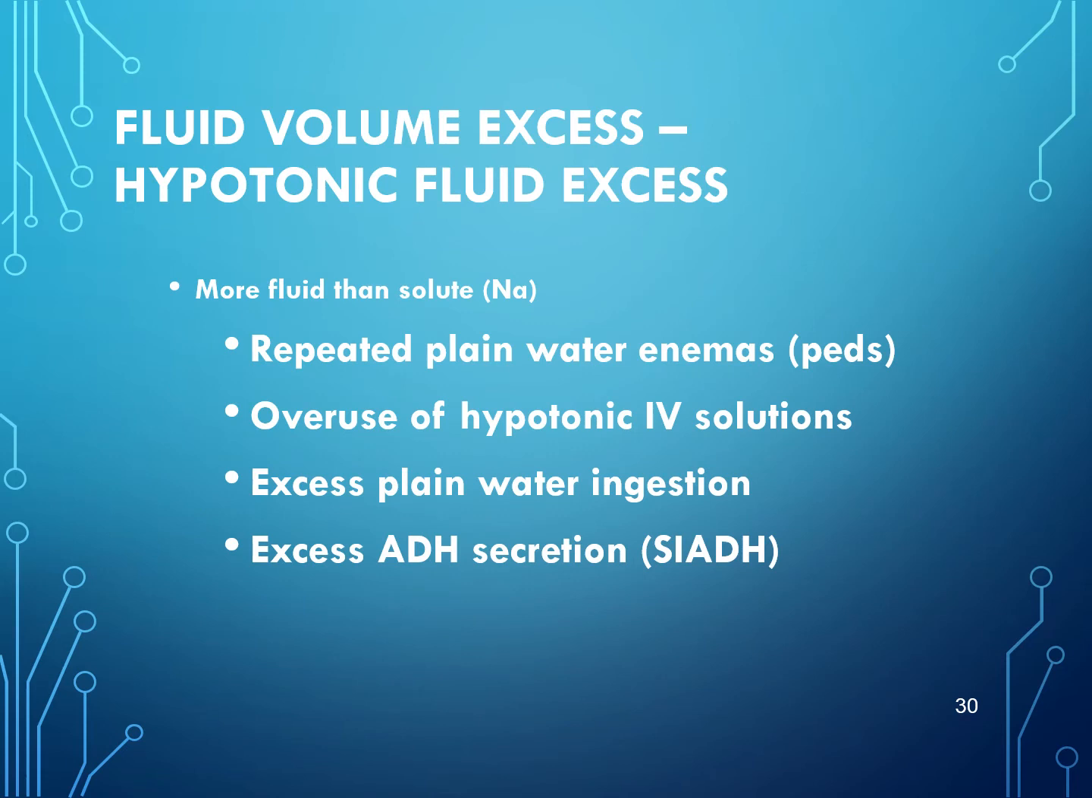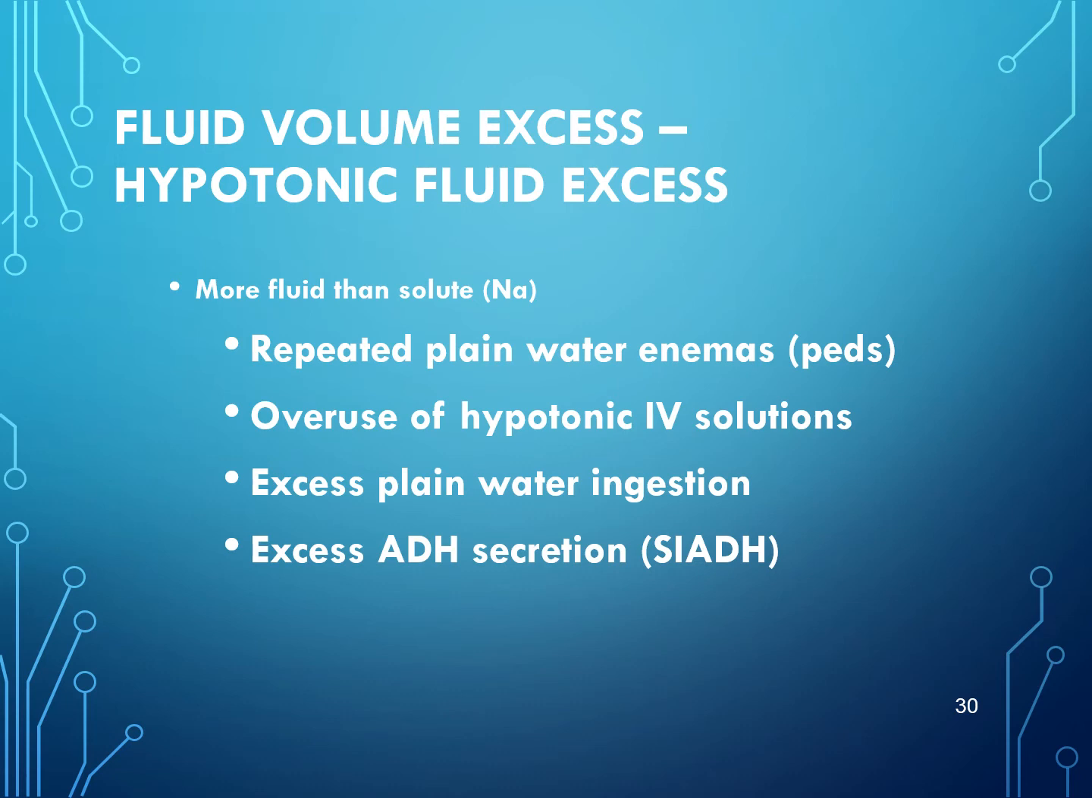Now let's look at a hypotonic fluid excess. So this means there's more fluid than the solute sodium. So it can be due to repeated plain water enemas, large quantities of salt-poor fluids, hypotonic, specifically in children through the use of tap water enemas. It leads to transfer of the fluid from the extracellular to the interstitial and possibly intracellular spaces to restore normal osmosis. It can also be due to overuse of hypotonic IV solutions that increase the intracellular compartment.